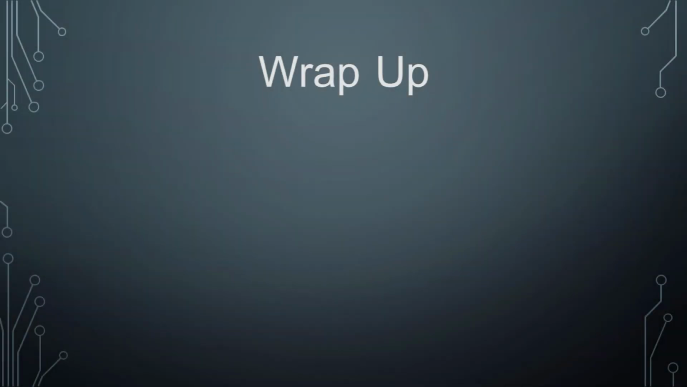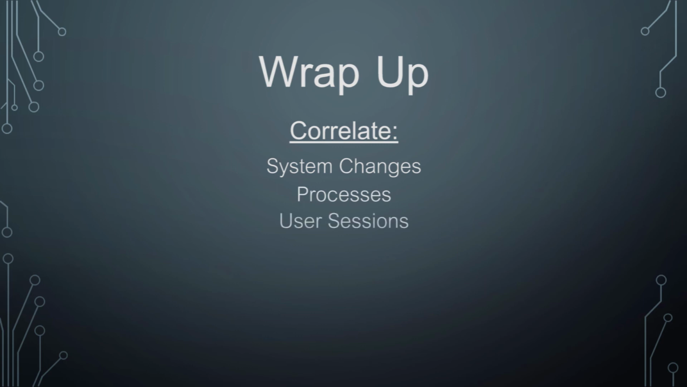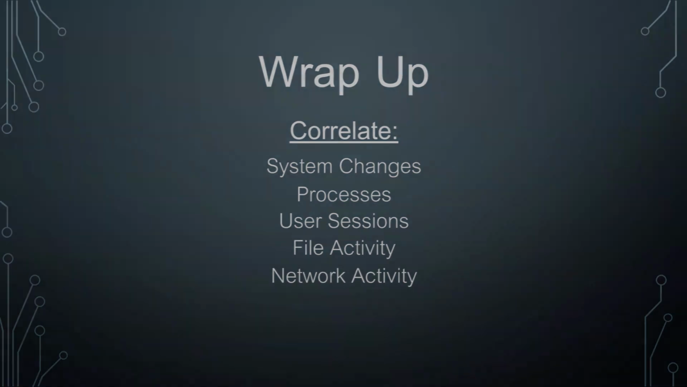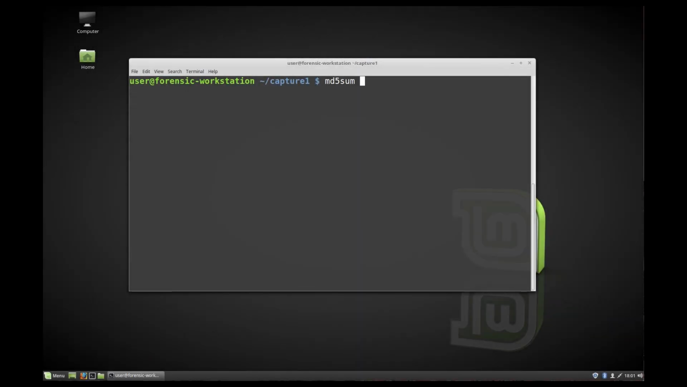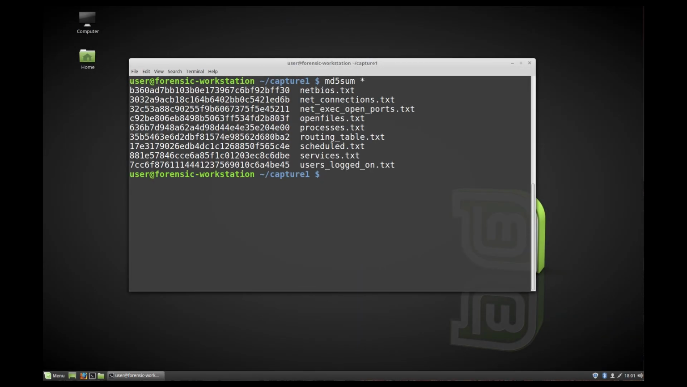As we collect data onto our forensics workstation, we might find traces of problems here and there. We want to correlate system changes, processes, user sessions, file activity, and network activity to build a picture of what is taking place. In your live responses, if you need to use the data you collect as evidence, be sure to take hashes of each of your files.